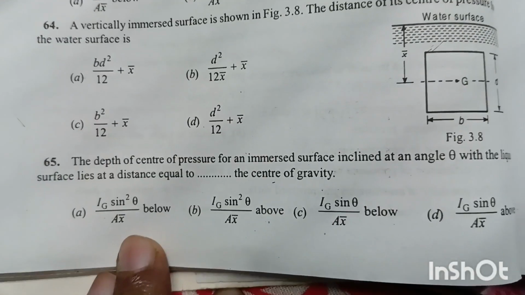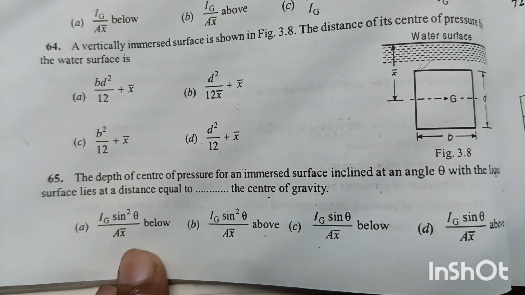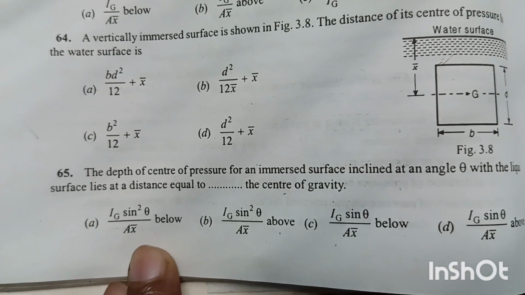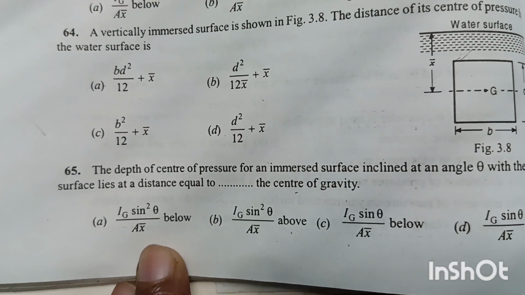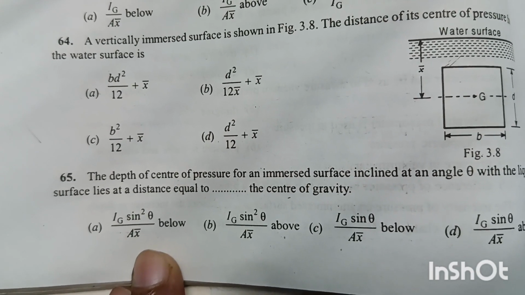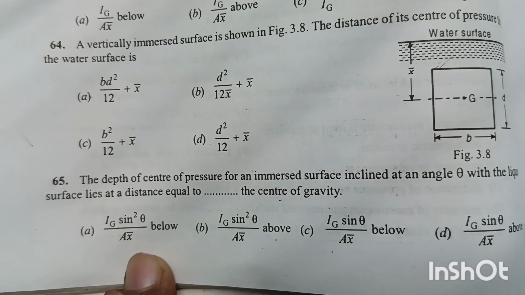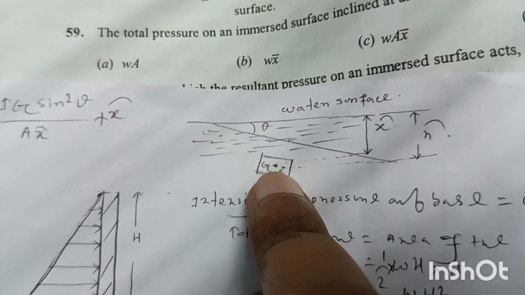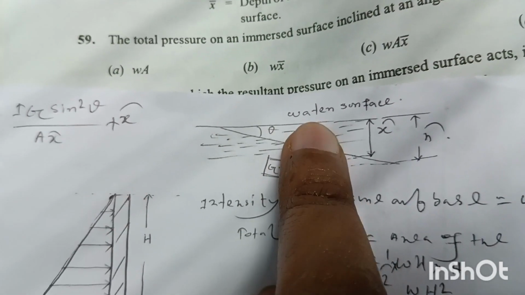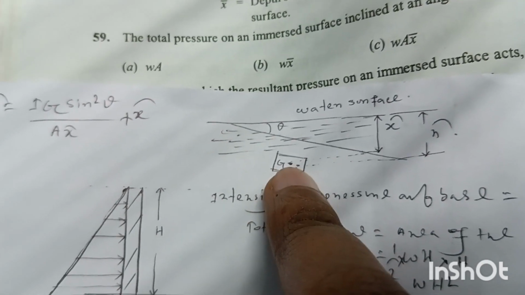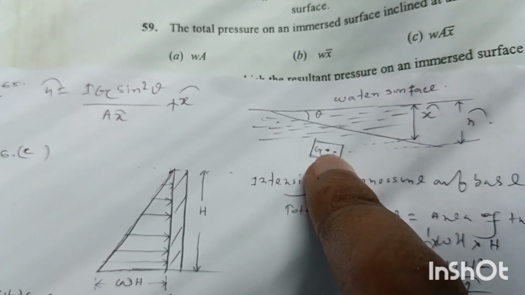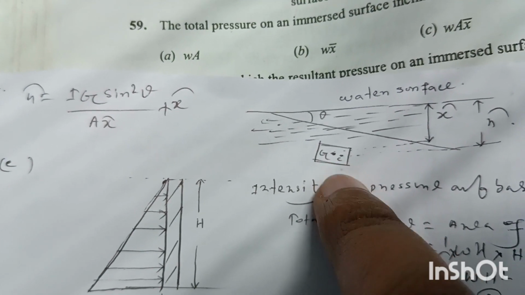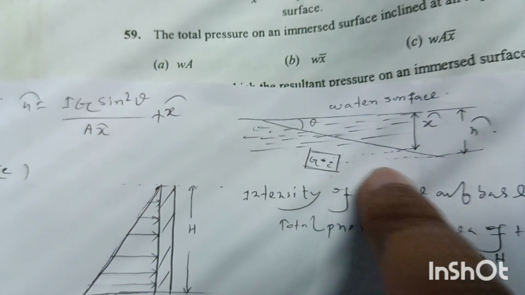Question number 65. The depth of center of pressure for an immersed surface inclined at an angle theta with the liquid surface lies at a distance equal to Ig sin square theta divided by A X bar below the center of gravity. Option A is the right answer. The body is inclined at an angle theta with the liquid surface, so the center of pressure on this immersed body will be H bar equal to Ig sin square theta divided by A into X bar plus X bar.